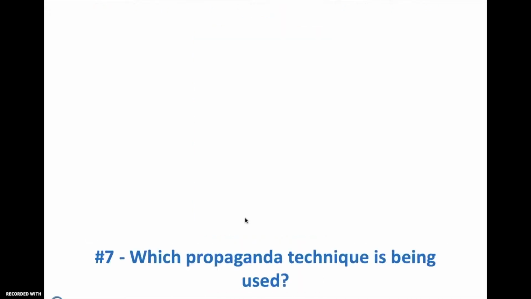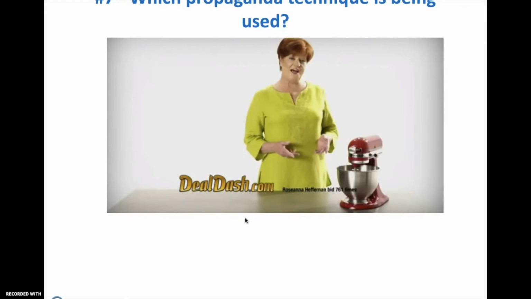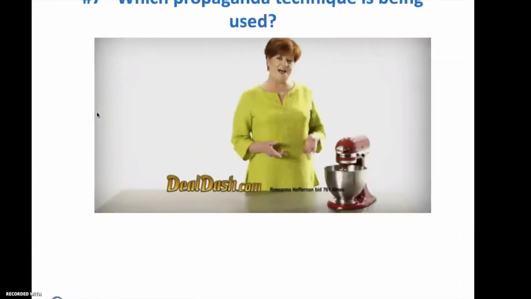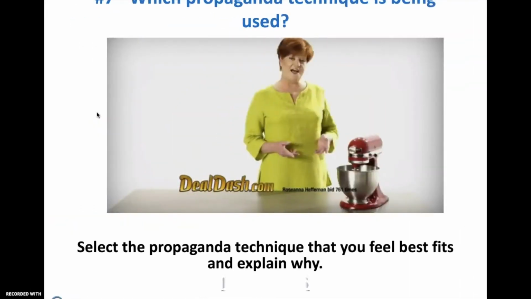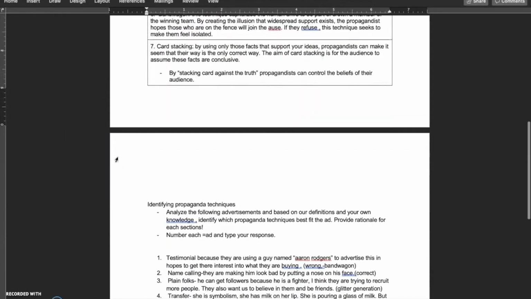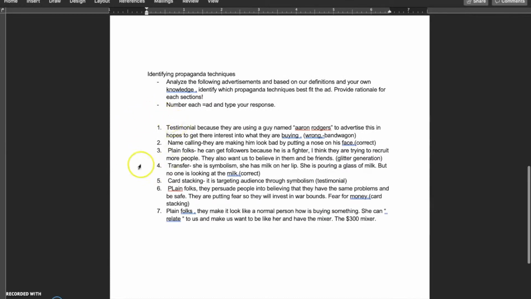So for my students that are unfortunately not in the class today, they will still have access to the slides, which will be uploaded after the class. And that is the seventh one. So this student simply wrote the number of the ad.